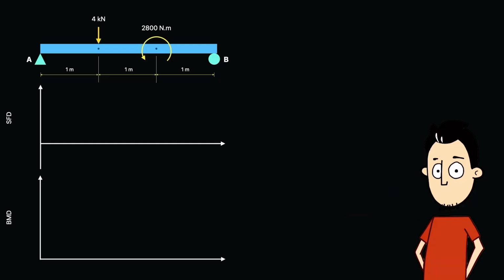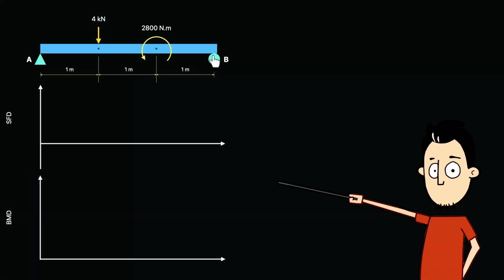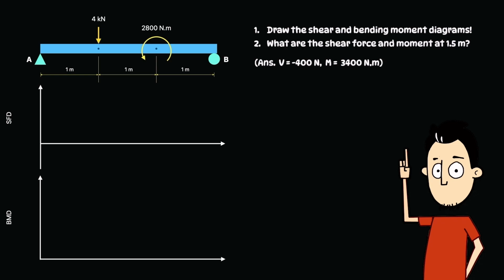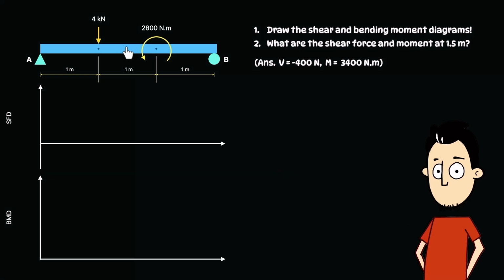Guys, in this tutorial, we're drawing the shear force and bending moment diagrams for this simply supported beam. We've got a pin at A, a roller at B, a 4 kilonewton point load 1 meter from A, and a 2,800 newton meter applied moment 1 meter further along. The question asks for the shear force and bending moment right at the middle of the beam at 1.5 meters.